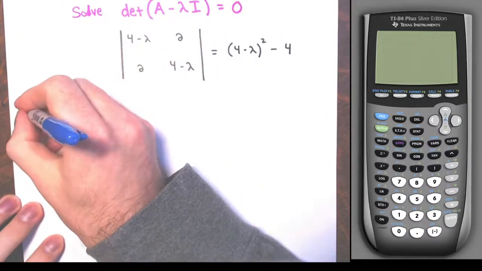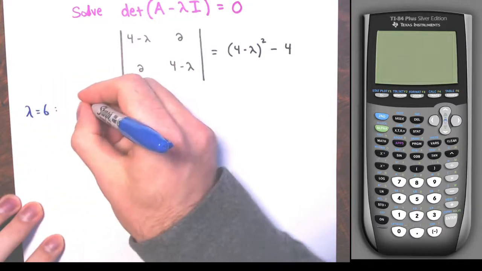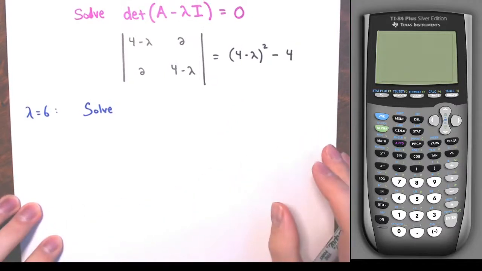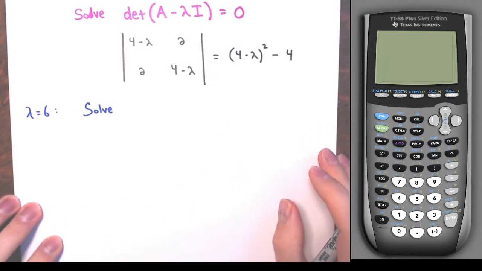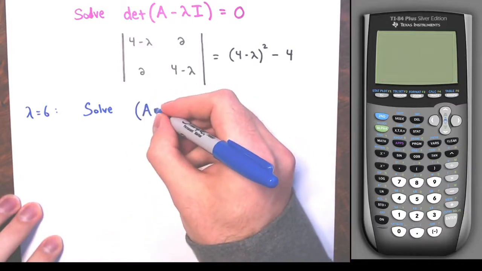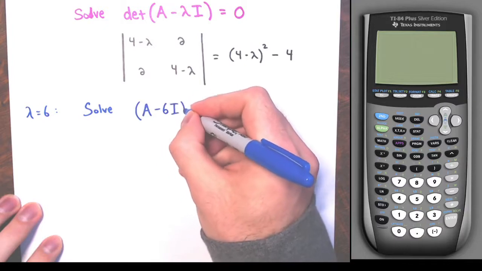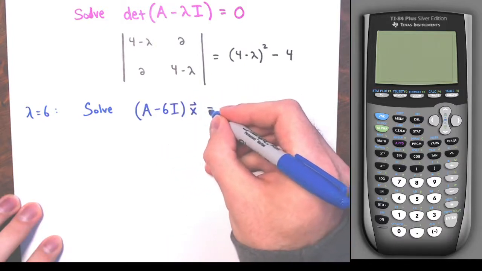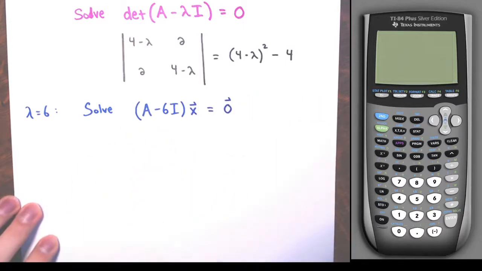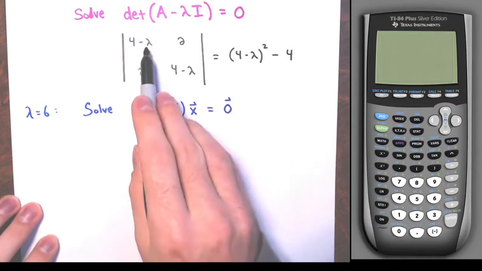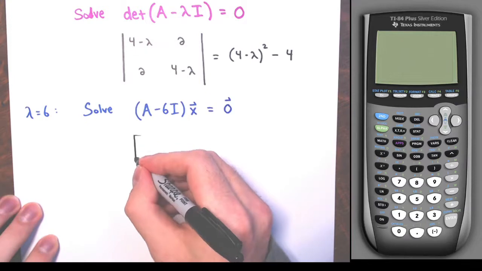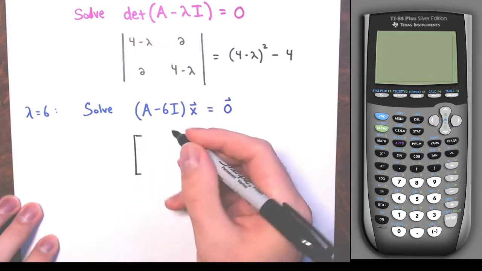So for lambda equals 6, we are solving this equation to find the eigenspace of A corresponding to lambda equals 6. That's finding the null space of A minus 6I. So A minus 6I times some vector x, when is this equal to the 0 vector? So what is A minus 6I? Just replace lambda. There's A minus lambda I here. Replace lambda with 6, and it's not the determinant, so I'm not using straight bars, just the brackets.